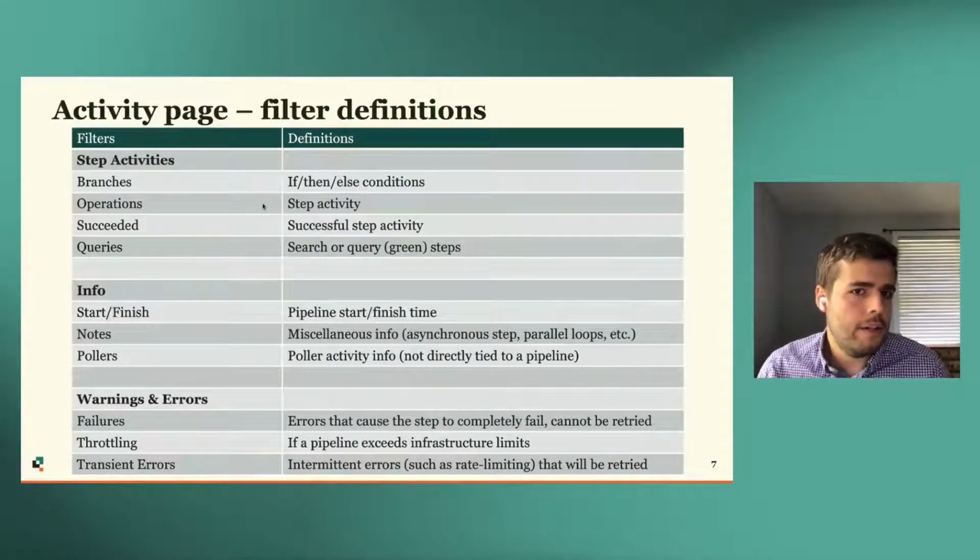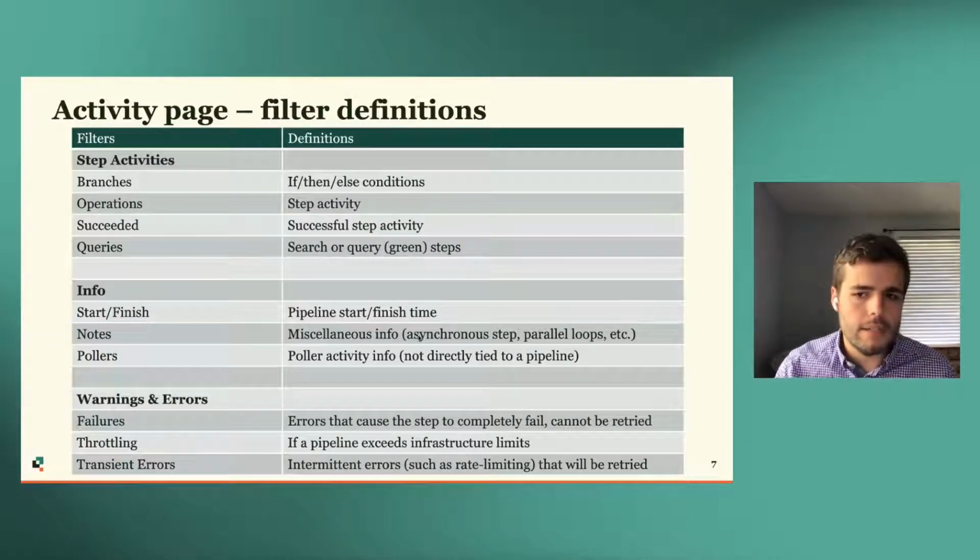On the activity page, I mentioned the filters that we have. Again, there are three main categories. You can think of these as step activities, which include the branches that I showed you, the operations, which is essentially step activity, succeeded operations, which is just a narrower filter of that, and queries, which includes the search or query steps. Then there's another category called info, which includes when your pipeline was started or finished.